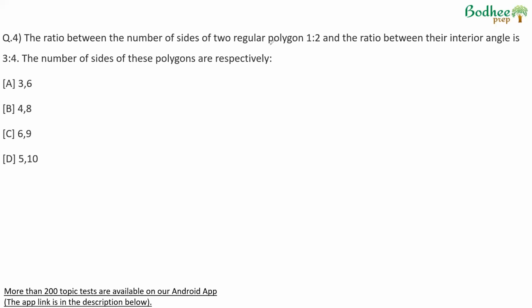The ratio between the number of sides of two regular polygons is 1:2. So the first one has x number of sides, the second one has 2x number of sides. Ratio between the interior angles is 3:4. The number of sides of these polygons are respectively? This cannot be the answer, not in the ratio 1:2. Now, the interior angle of the first one will be 180 minus 360 by x. The interior angle of the second one will be 180 minus 360 by 2x. This is given in the ratio 3:4.